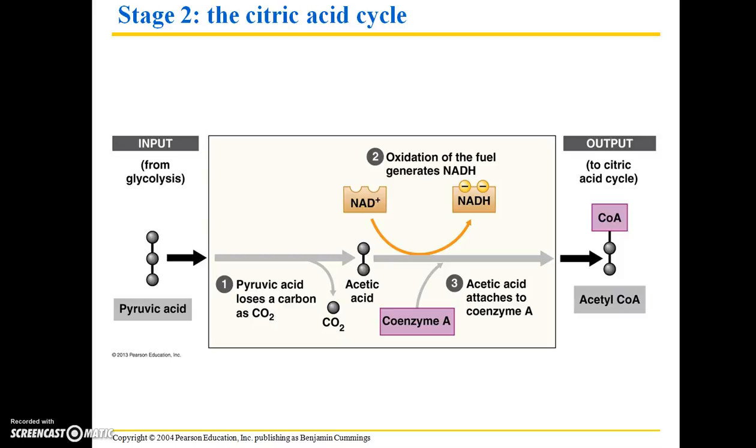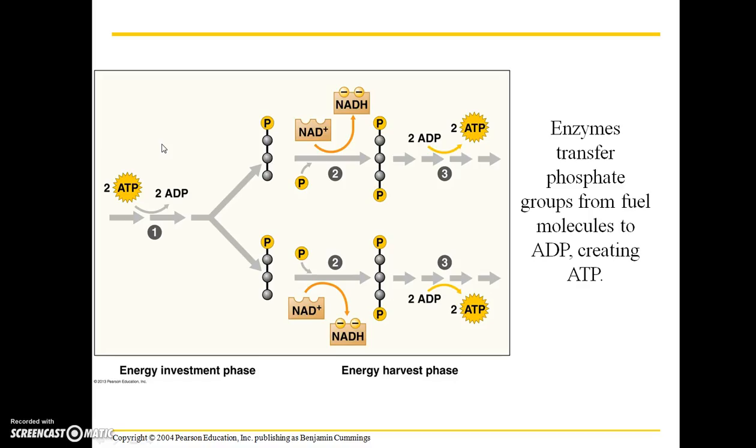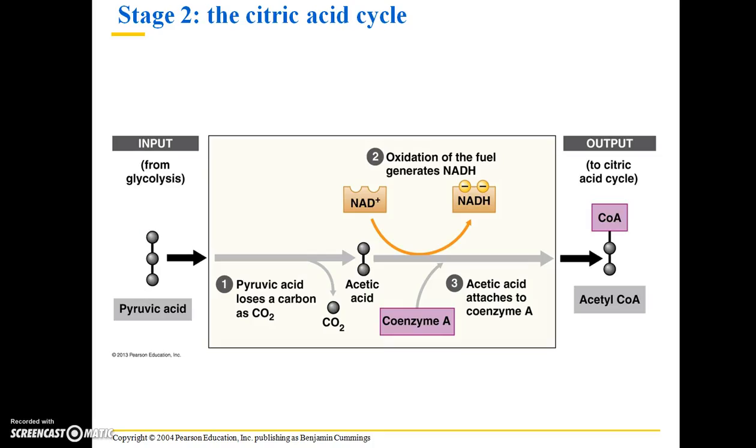Okay, stage 2 of cellular respiration is the citric acid cycle. But before it enters the citric acid cycle itself, a little bit of preparation needs to be done to these pyruvic acid molecules. So remember, our input from glycolysis is going to be a 3-carbon molecule, which is pyruvic acid.